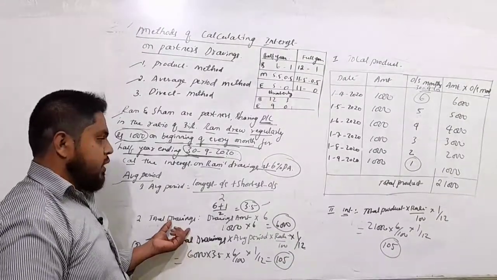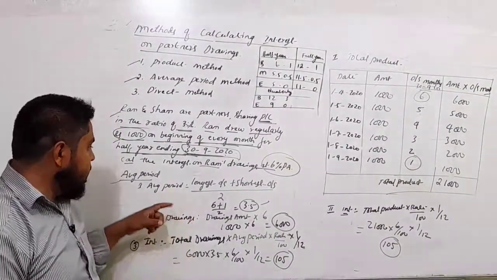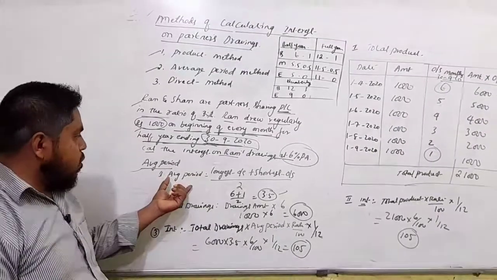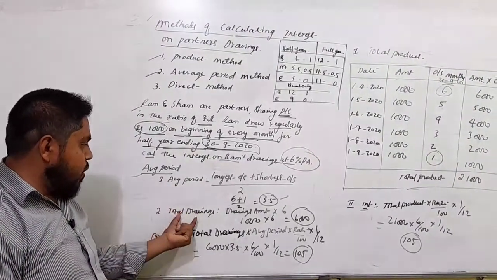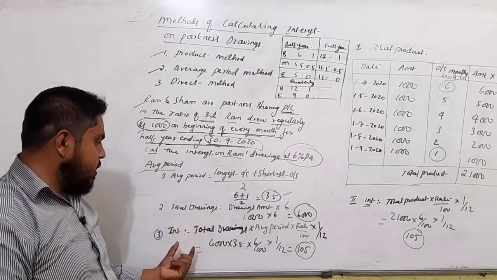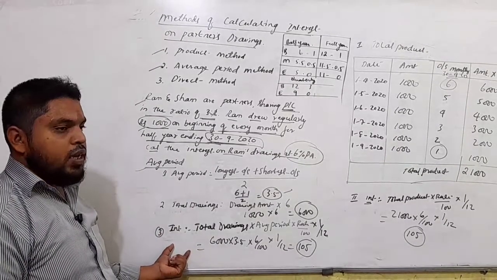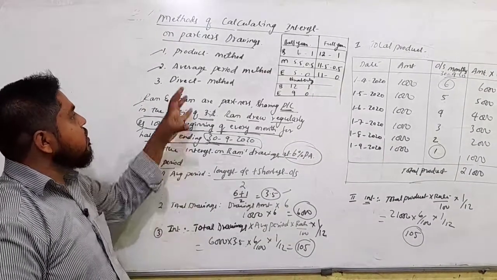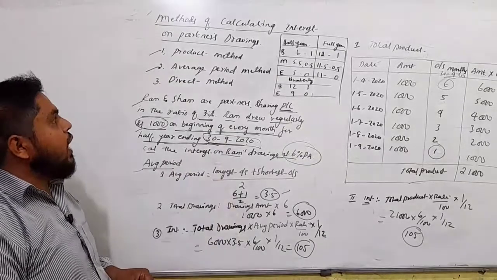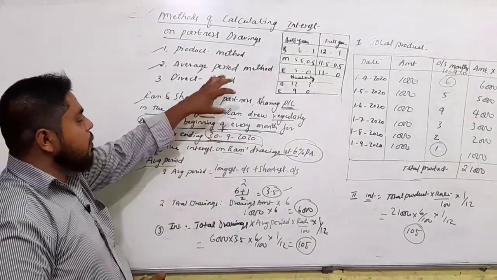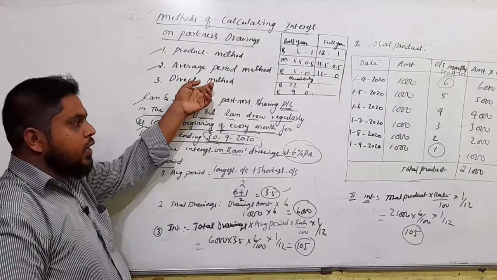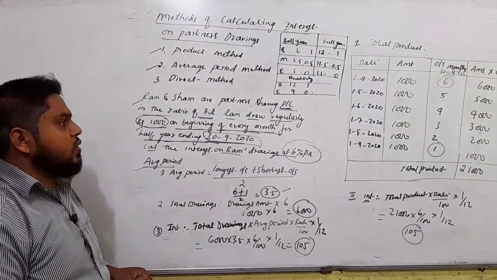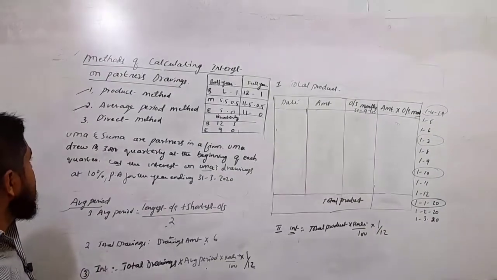So this is the average period method. Under the average period method, you have 3 steps. First we have to find out the average period. Second, we have to find out total drawings, and next, the third, you have to find out the interest here. So this is the simple way to calculate the interest on the partner's drawings. Got it? So this carries 6 marks. So next problem.